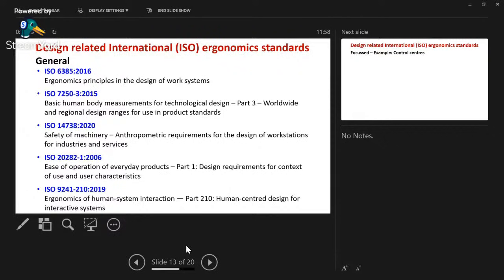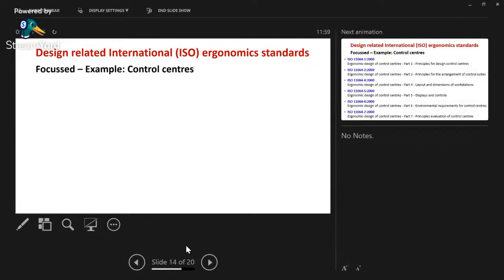So the 9241 series is all about human system interaction and different aspects of human system interaction, right from office work through robotics and artificial intelligence, intelligent systems, up to tactile and haptic systems. Wherever the human is interacting with a system, there's a 9241 standard covering that. Then we have some focused standards.